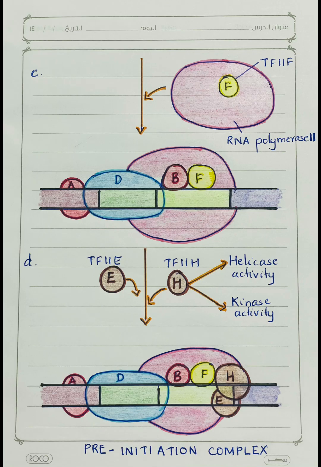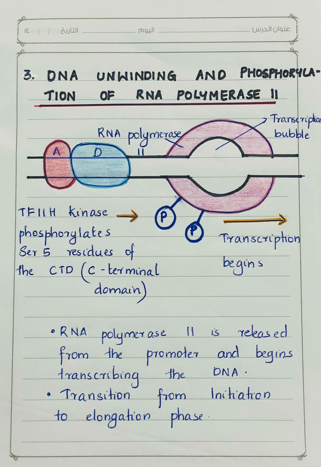Then transcription factor IIE and transcription factor IIH will bind to the complex. The function of TFIIE is to recruit and regulate TFIIH. TFIIH is critical because it has helicase activity and kinase activity. Using the helicase activity, TFIIH will unwind the DNA at the transcription start site. And using its kinase activity, it phosphorylates the C-terminal domain of RNA polymerase II. So now the formation of the pre-initiation complex is complete. DNA unwinding and phosphorylation of RNA polymerase II.